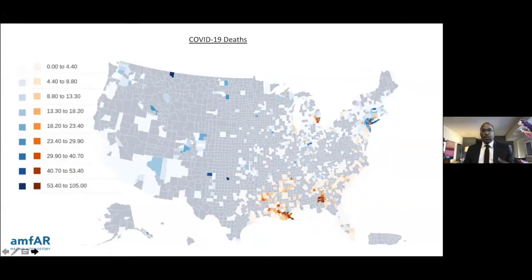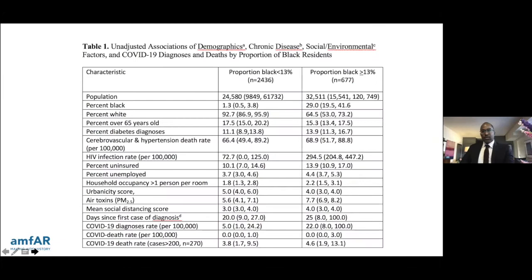And this is COVID-19 deaths. Again, the same pattern with the disproportionately Black counties in the southern United States. And you can also see per 100,000 what's taking place in terms of where the deaths are concentrated as well for African American communities.